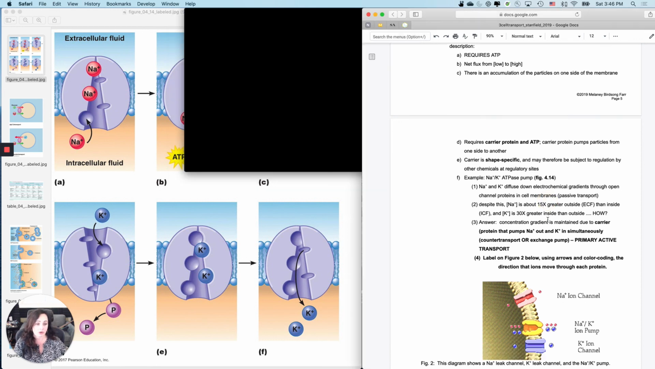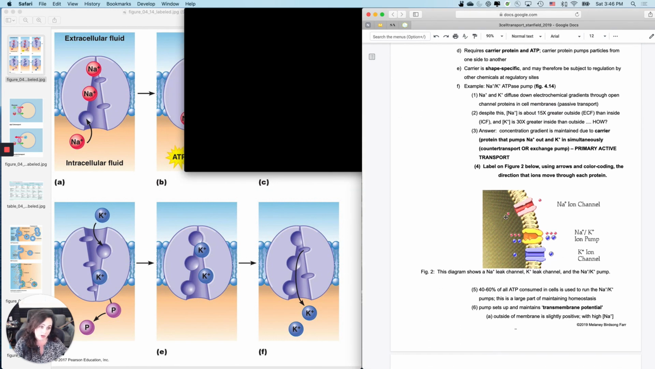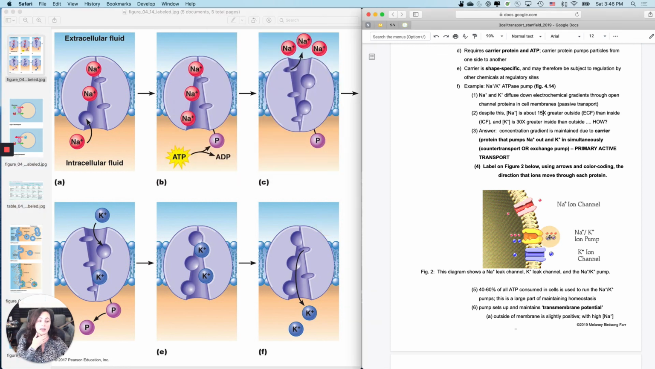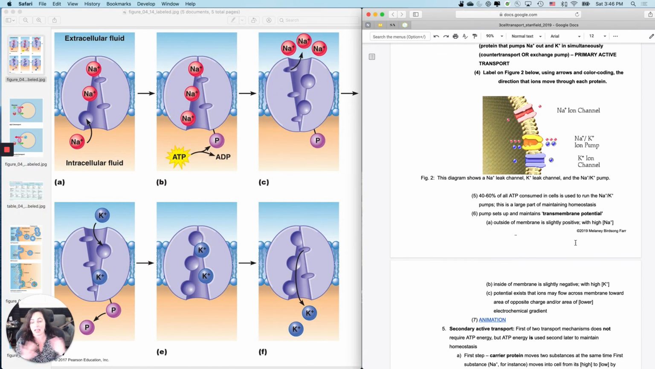Okay, and so in your notes right here, there is a place for the sodium ion channel. It's a leak channel, potassium, and then the sodium potassium pump. What you should do is use arrows and color coding to show you which direction sodium and potassium goes through each of these things. Okay, so how important is this? The sodium potassium pump is in every single cell that you have. And for many cells, the sodium potassium pump maintaining these sodium and potassium concentration gradients uses up about 40 to 60% of all of the ATP that is used by a cell, just running those sodium potassium pumps.